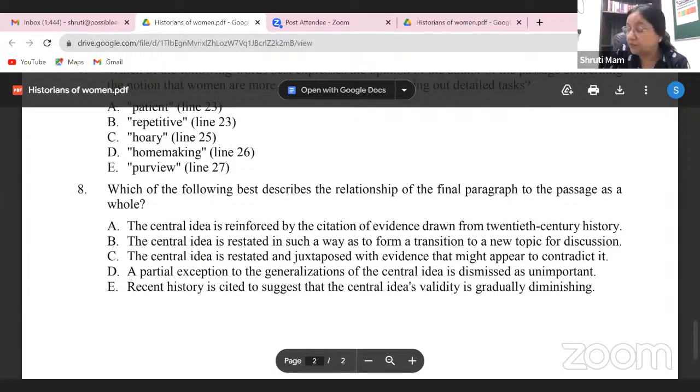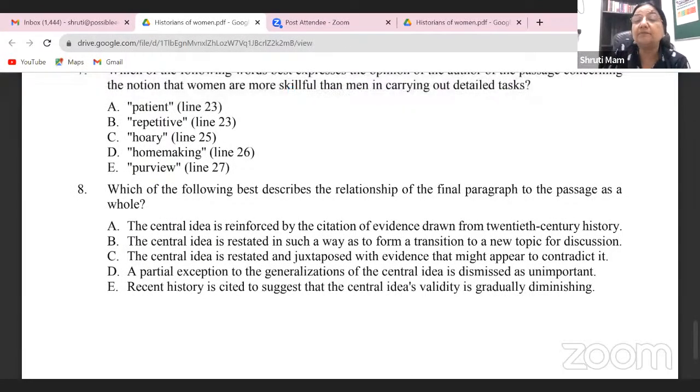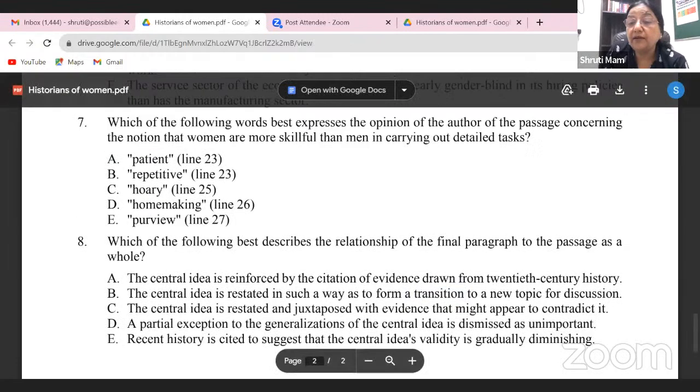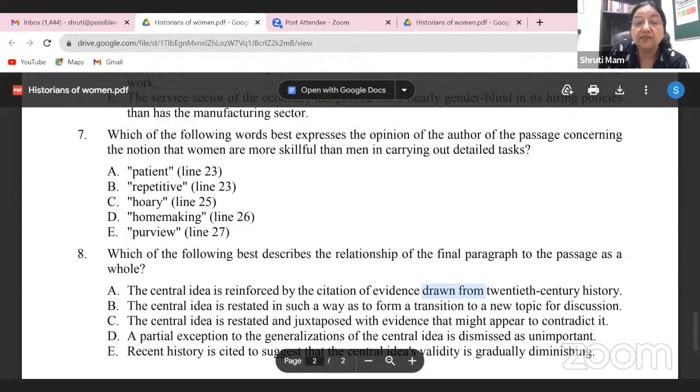Look at question number 8. Which of the following best describes the relation of the final paragraph to the passage as a whole? So that means now this question is basically like a bold-faced question. Can you see? I'm only teaching you today inference questions and your bold-faced questions.